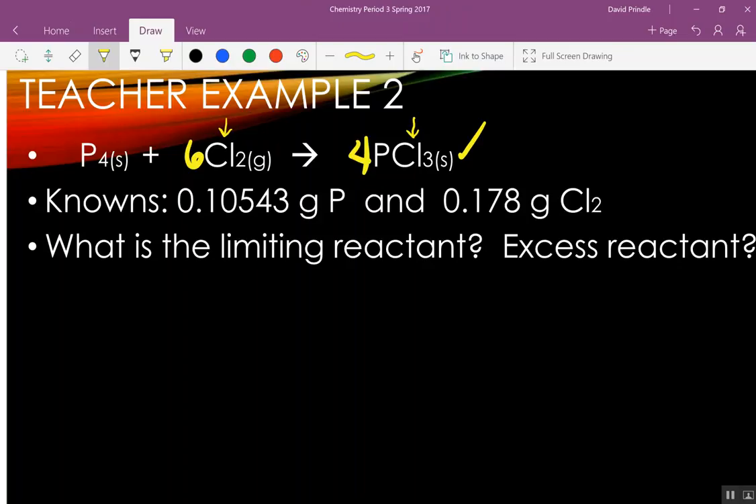Do we have our knowns? Yes. Do we know what product we're going to use, or don't we have a choice? We don't have a choice. What are we starting with? Grand. We're going to go all the way, full-fledged, mass to mass. So, here we go.